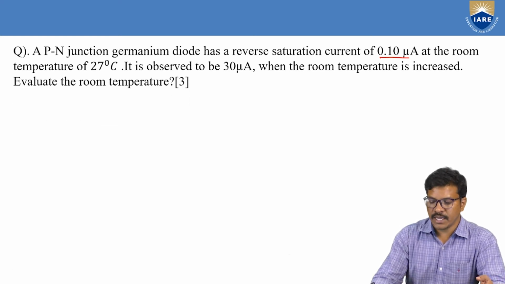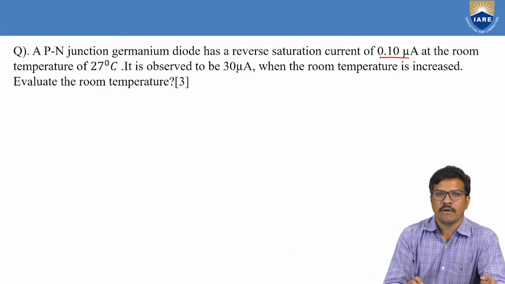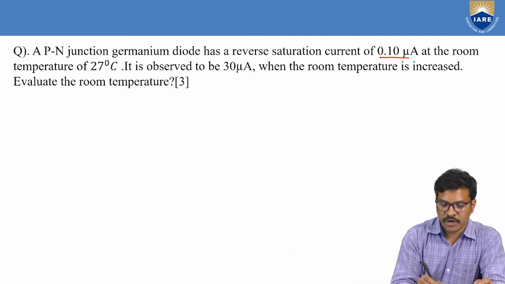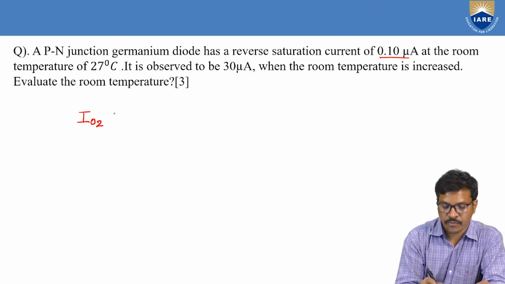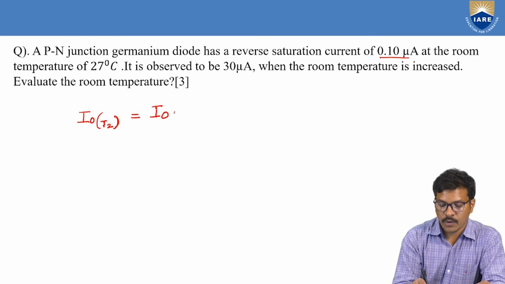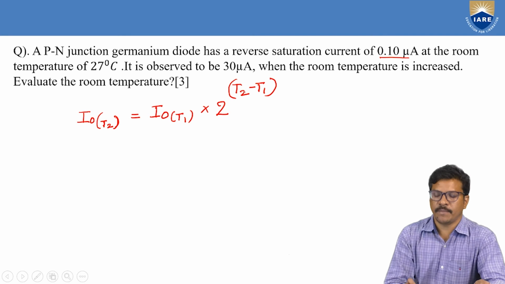So the formula which is required for this problem is the reverse saturation current I02 when temperature is T2, is equal to the reverse saturation current I01 when temperature is T1, into 2 power (T2 minus T1). The T2 minus T1 is equal to delta T, the change in the temperature.